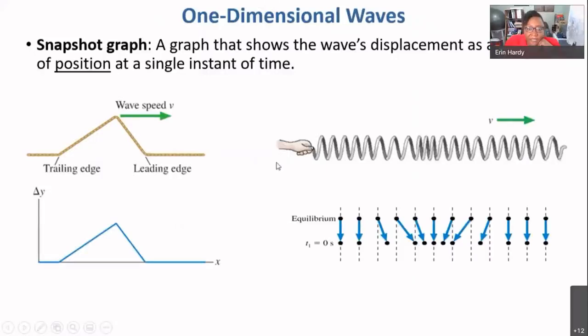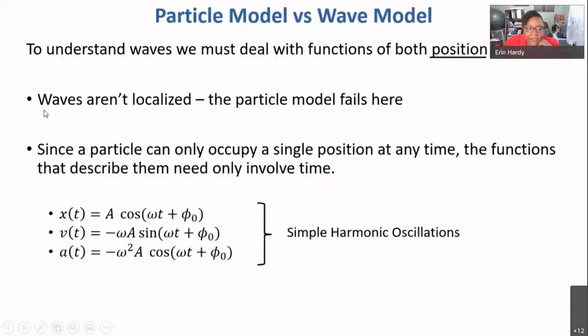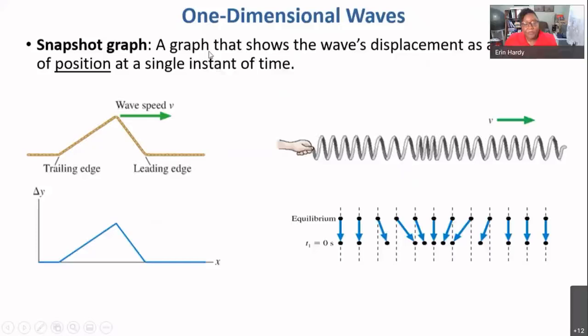Now to backtrack just a bit, because I want to take a look at these two bullet points here. So the wave itself is not something that we can localize in either time or space. The flip side of that is the statement here. So one particle can only be at one place at one point in time. So we have to have some way to go back and forth between what the particle model can tell us and what it can't. And what it can't is what the wave model is going to pick up.